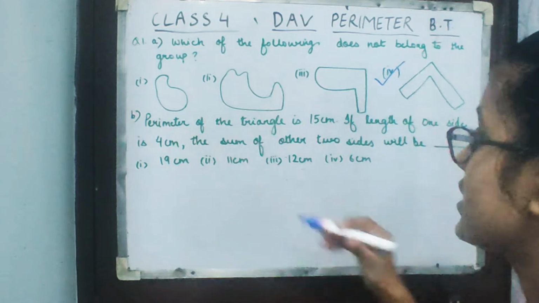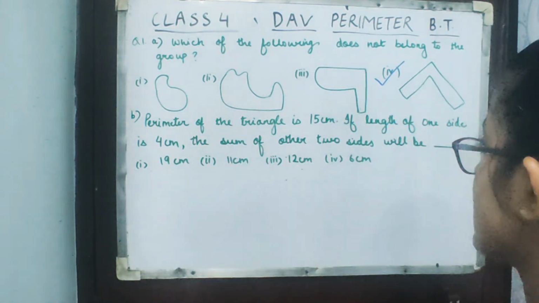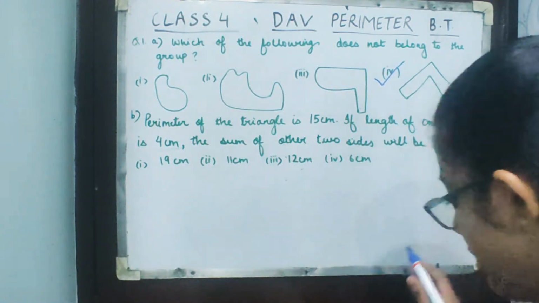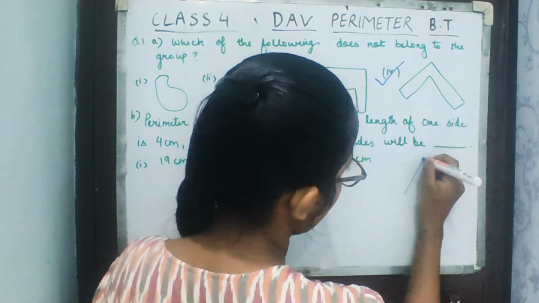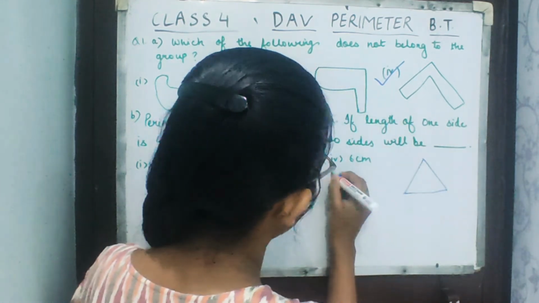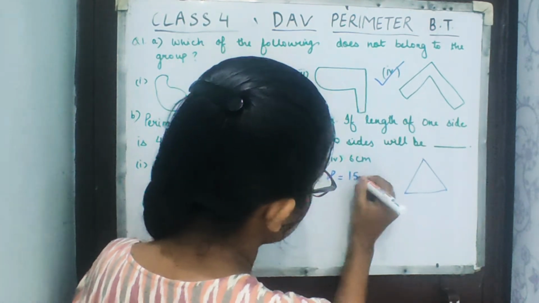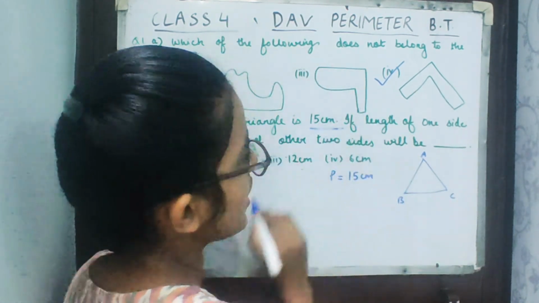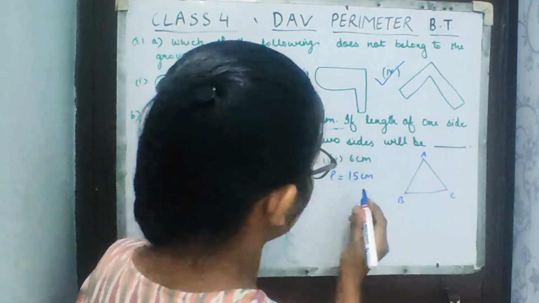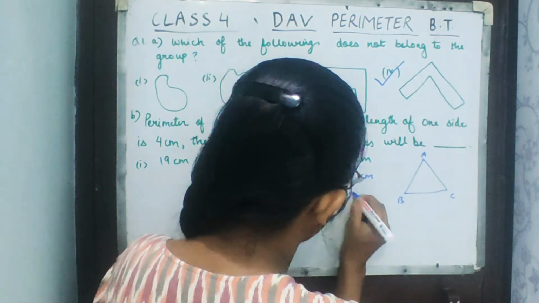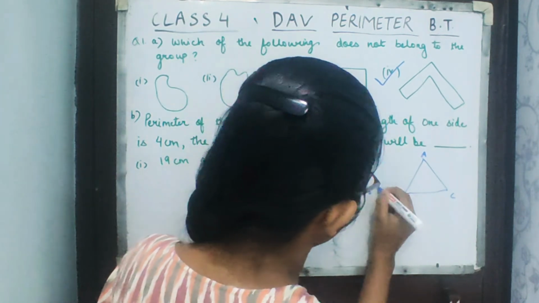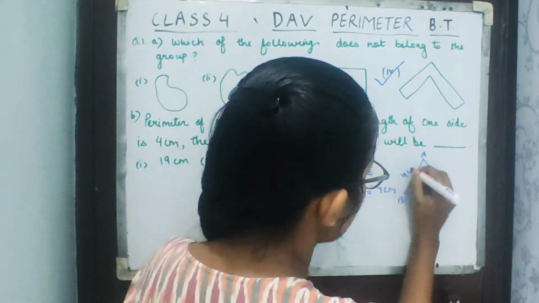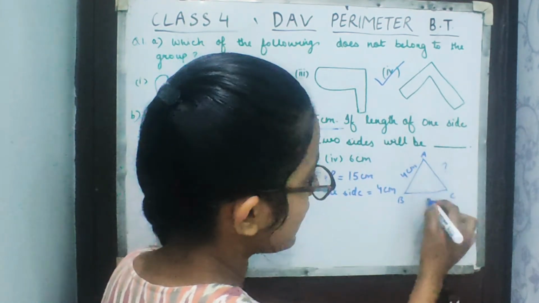Our B question is, perimeter of the triangle is 15 centimeter. If length of one side is 4, the sum of other two sides will be. So a triangle is there, triangle ABC, and perimeter is given to us as 15 centimeter. One side is given to us as 4 centimeter. We have to find the other two sides.